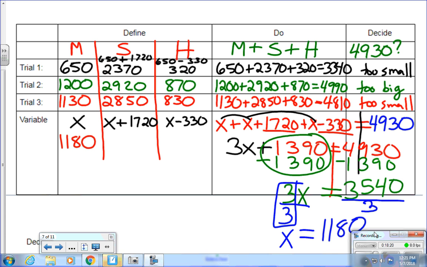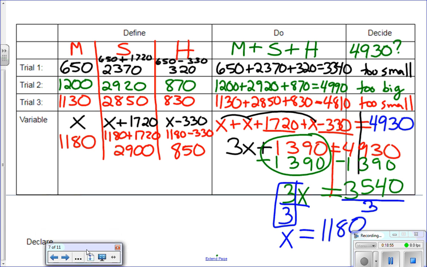How can I figure out how much water is in Lake Superior? Malin? Yeah, so I do 1,180 plus 1,720 and get 2,900. Okay. How can I then find out how much water is in Huron? Zach? 1,180 minus 330. Yep, I can do 1,180 minus 330, which is 850. Okay, so I get 850.